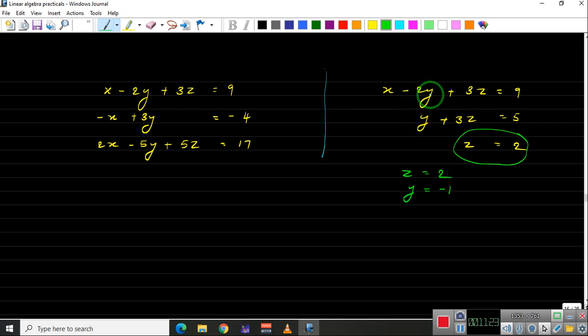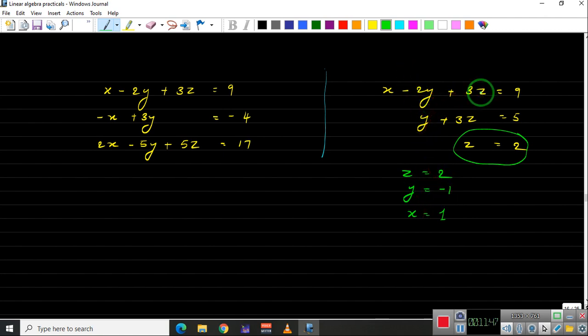And here we already have the value of y and z. Substitute. y is -1, so minus minus plus, 2 plus 3 into 2, 6. So 2 plus 6 is 8. 9 minus 8 is 1. So x equals 1. Okay, so you can check, you put the values in these equations, you can check whether it's a solution.